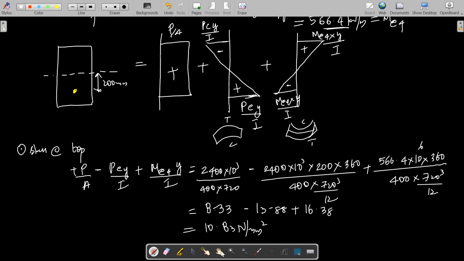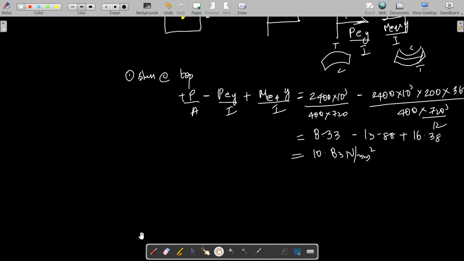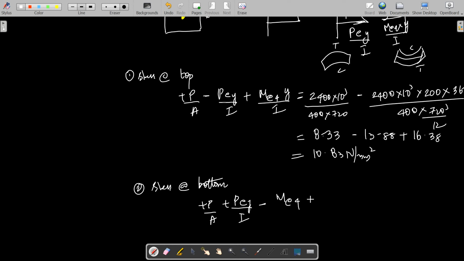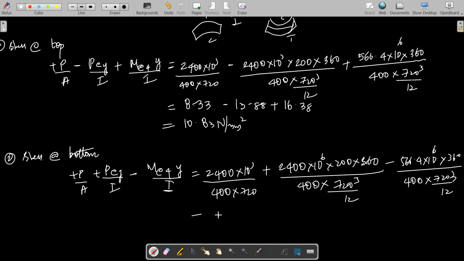And similarly, if you calculate the stress at the bottom, you will get it this way: plus P by A plus P into E into Y by I minus M at 4, moment at 4 meter into Y by I. And once you do this, you will get 8.33 plus 13.88 minus 16.38, and this value you will get as 5.83 Newton per mm square.